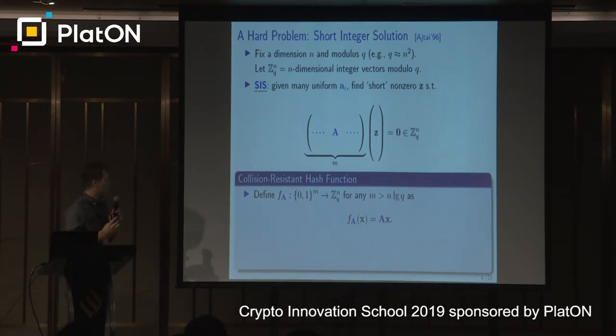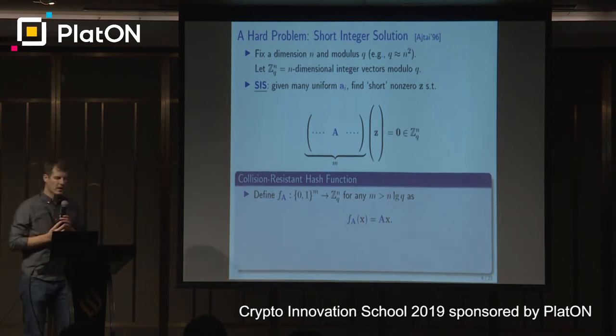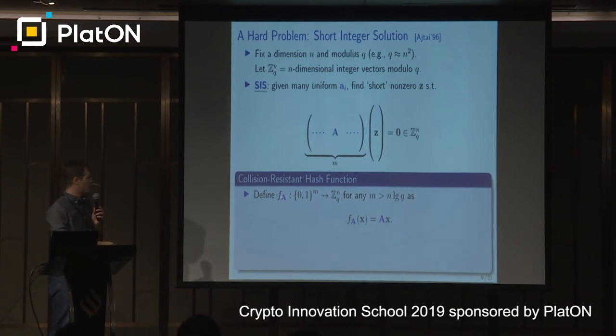So here's the very first application of this SIS problem to cryptography, which is to build a collision-resistant hash function. And the function works as follows. We fix a matrix A, so we choose this matrix A at random and treat it as the key to the hash function. And then we define a function from the binary strings of length m to Z_q^n. And we will take m to be at least n times the base 2 log of q.